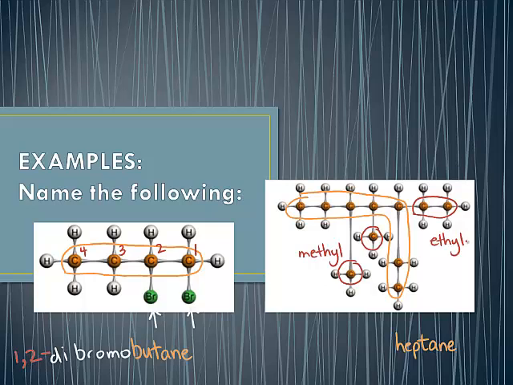We have to number it to give it the lowest possible set of numbers to all of the groups. So I can start down here and go 1, 2, 3, 4, 5, 6, 7. Or I can start up here and go 1, 2, 3, 4, 5, 6, 7. In this case, it doesn't actually matter which one it is, so you wouldn't happen to have a difficult example like this, but you're going to number it so that the lowest number goes to the first alphabetized group. So we're going to go 1, 2, 3, 4, 5, 6, 7, so that my ethyl, which is going to go first, is going to get a lower number.